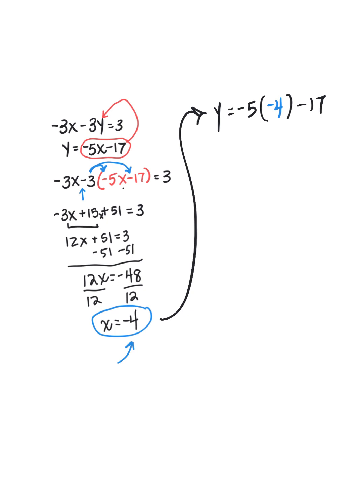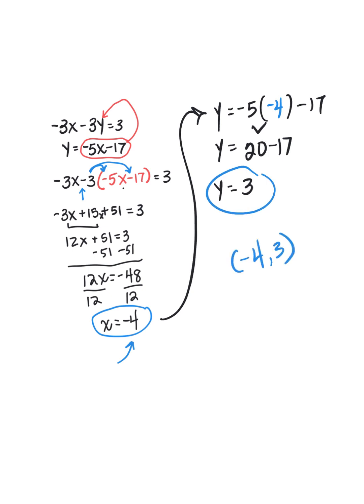Now we simplify. Negative 5 times negative 4 is positive 20. And 20 minus 17 is 3. So there's our solution. Give me negative 4, 3. Now, oh, I did do the check.